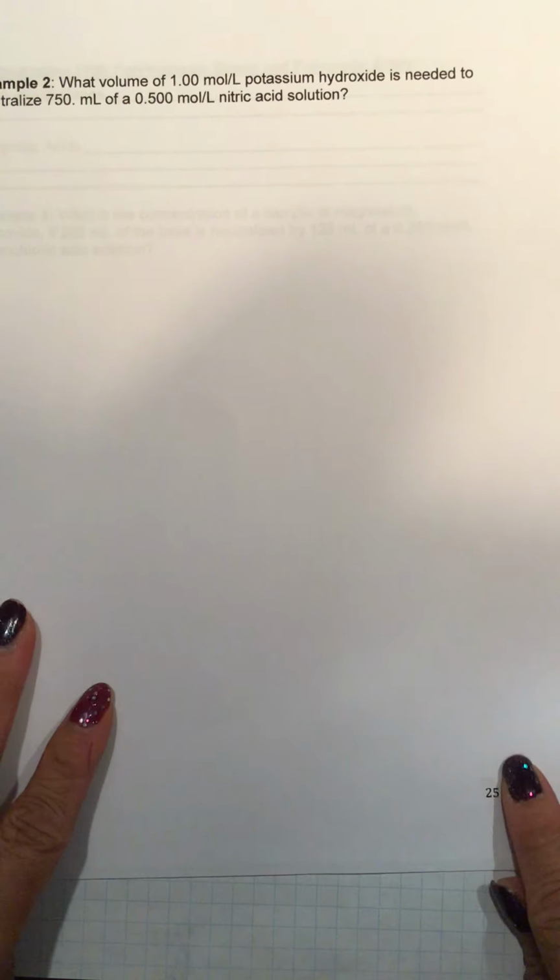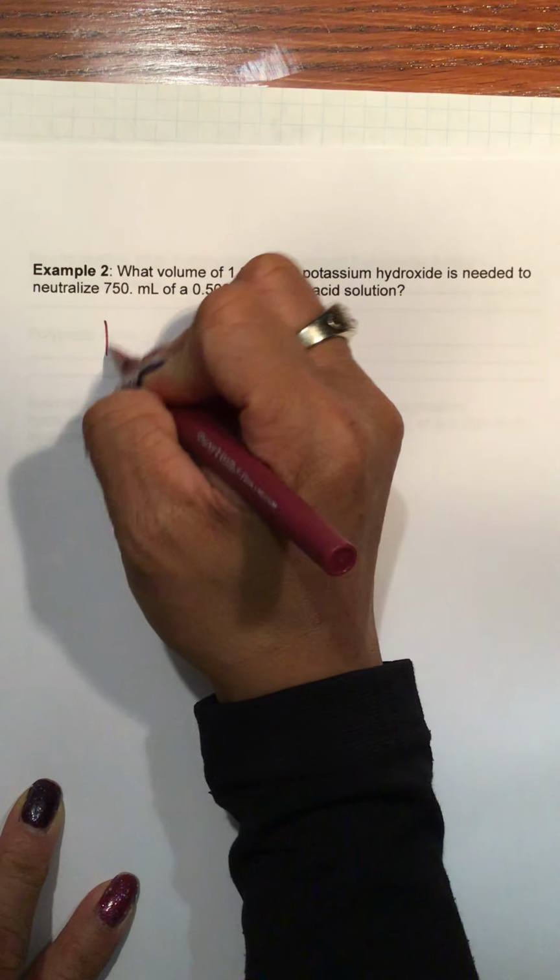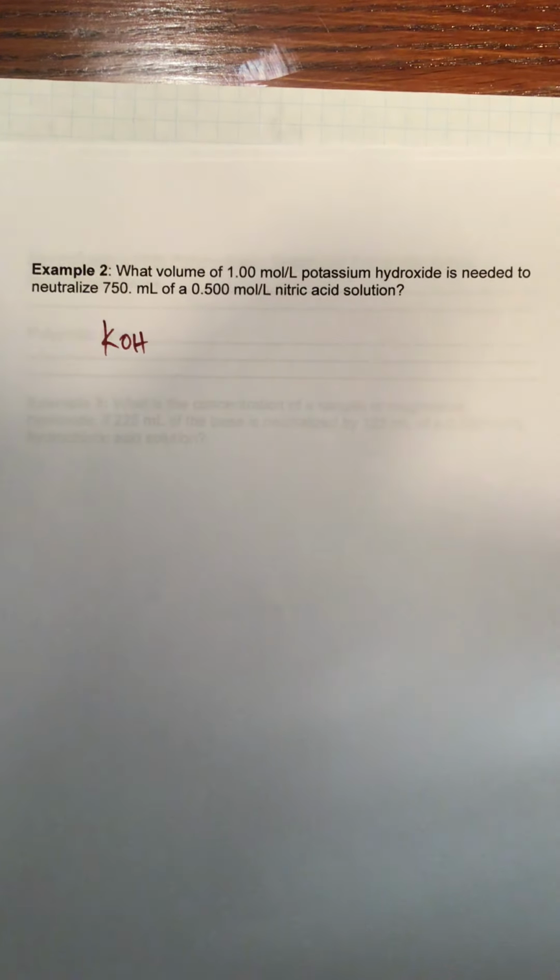Now let's take a look at example 2 here. What volume of 1 mole per liter potassium hydroxide is needed to neutralize nitric acid? So we have potassium hydroxide. Let's start with the stoichiometry.